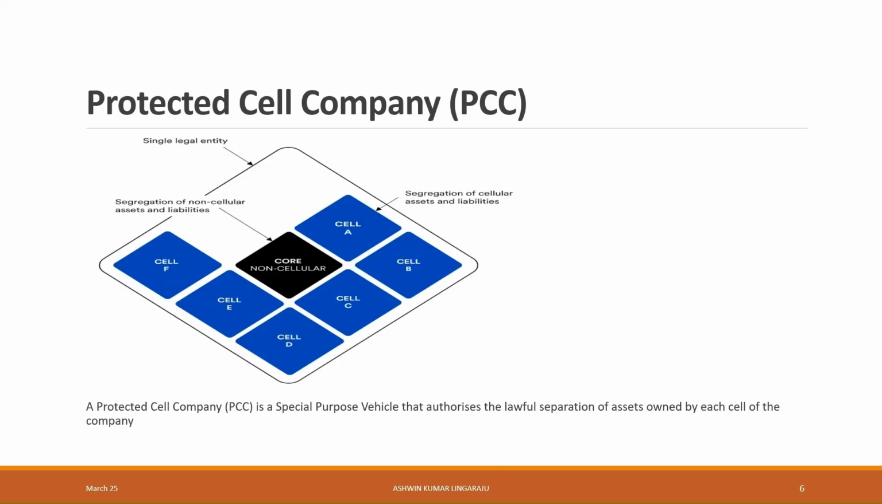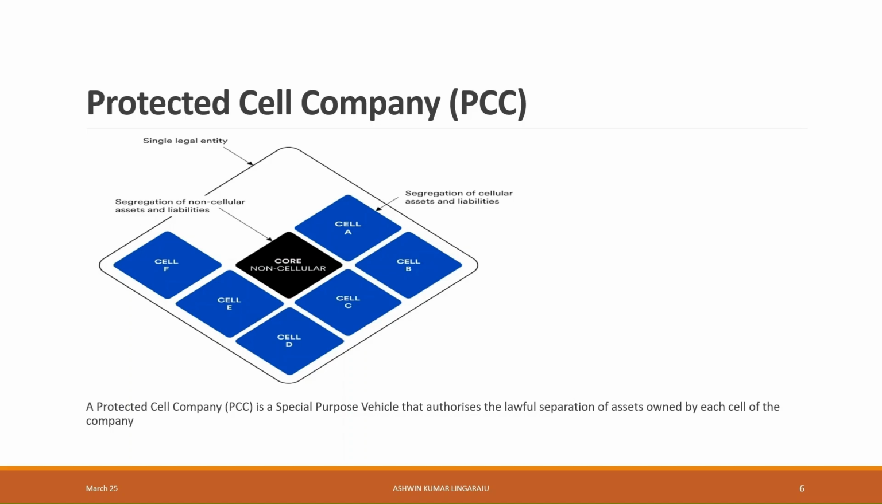Let's look at what is a protected cell company or a PCC. It is a corporate structure that is limited by shares, which consists of a core, also known as non-cellular, and an indefinite number of cells, known as cellular. It is a single legal entity. In this structure, each cell is isolated from the other and operates separately.